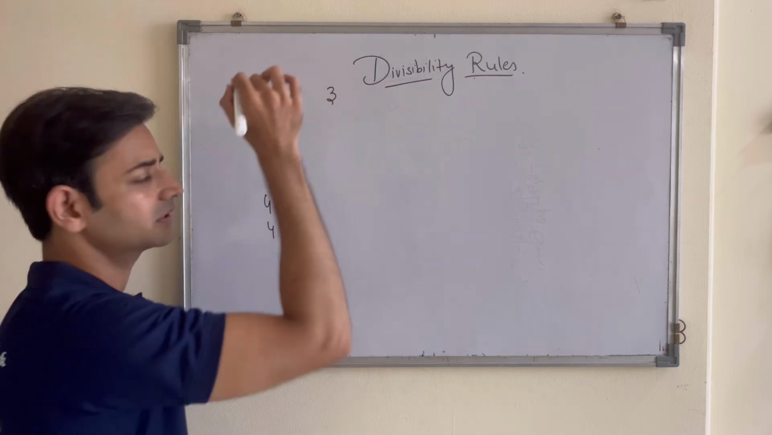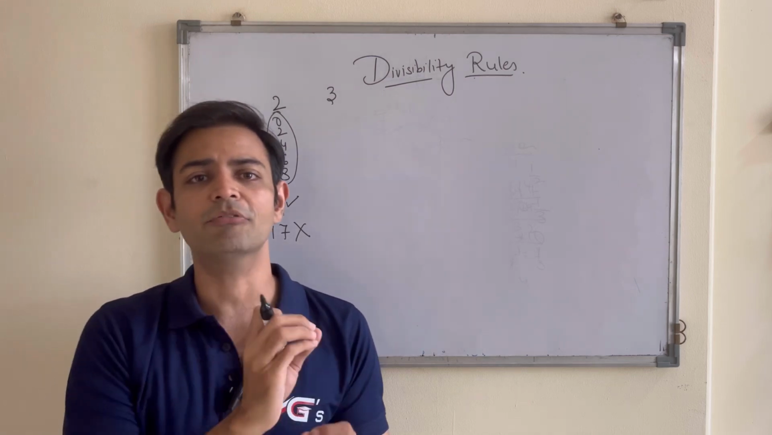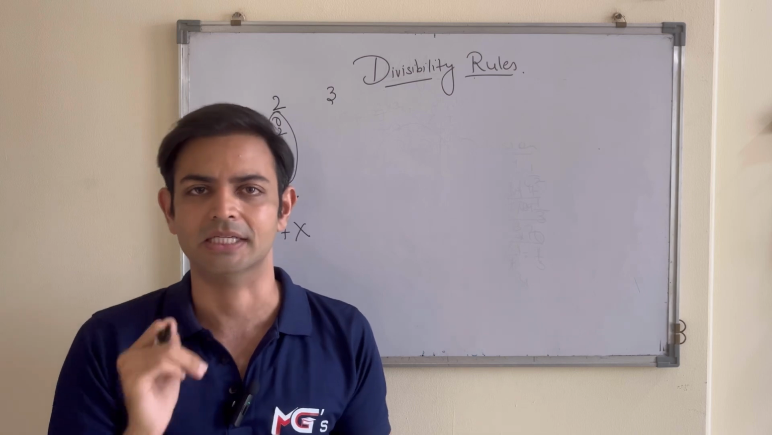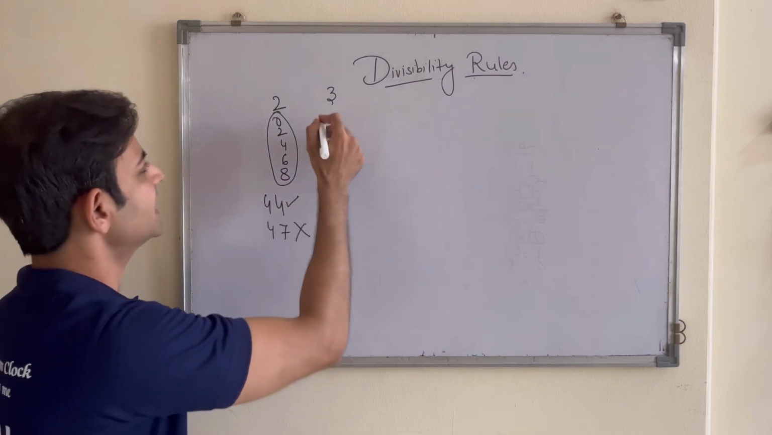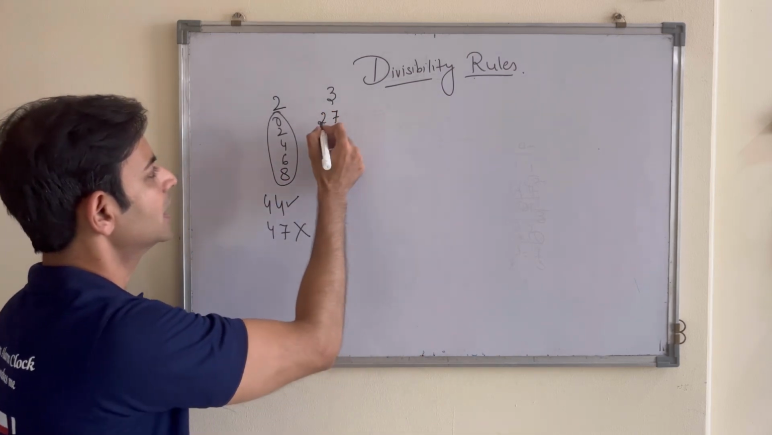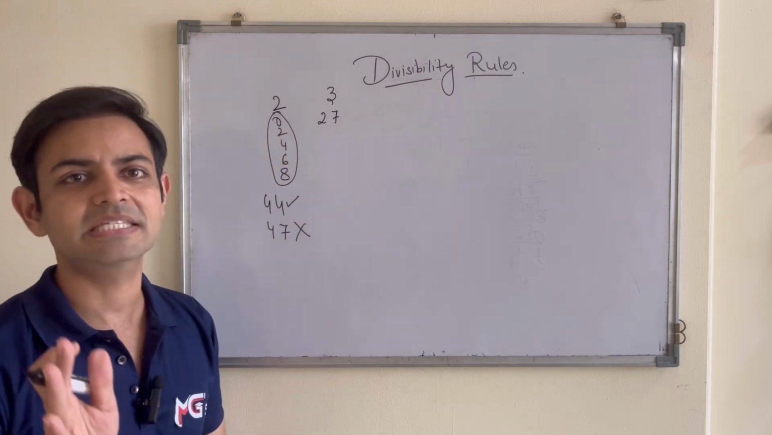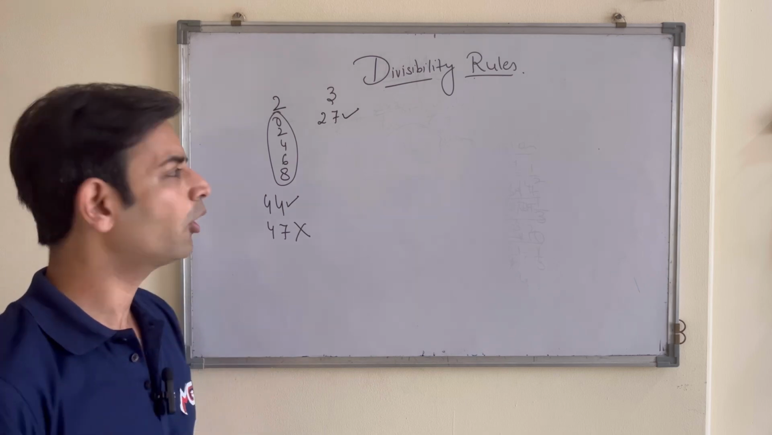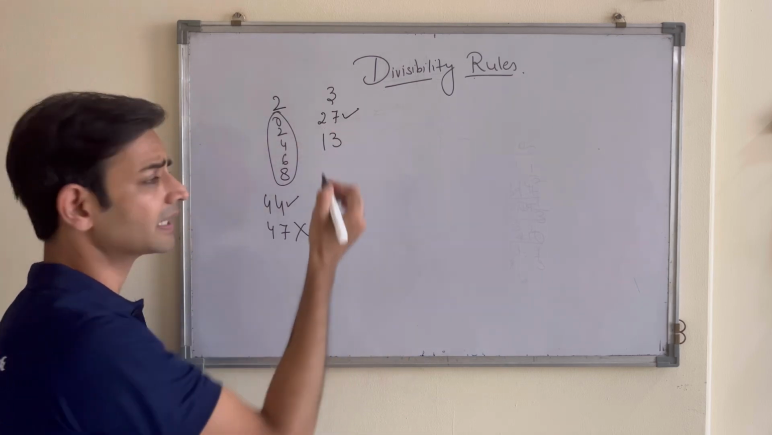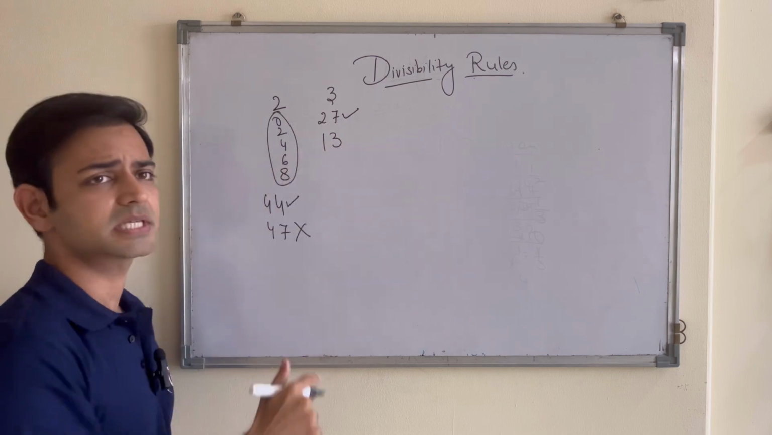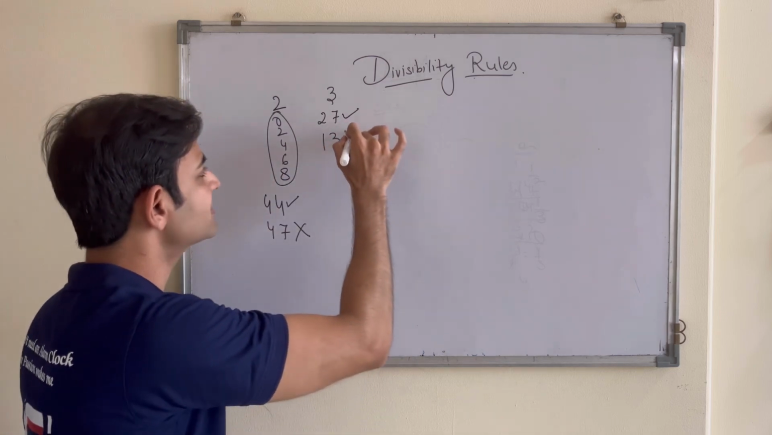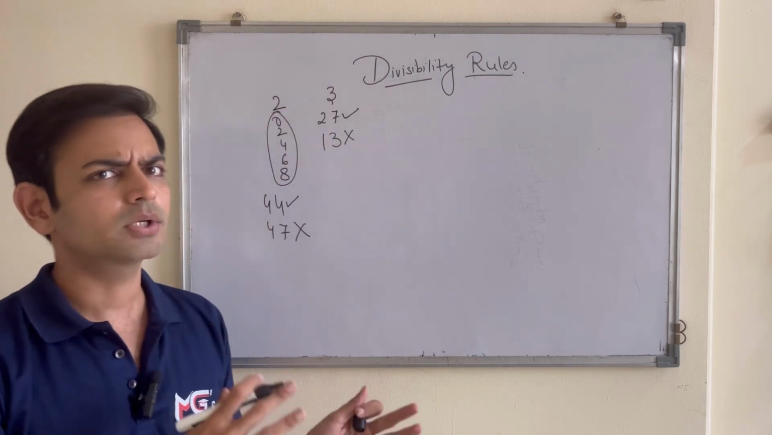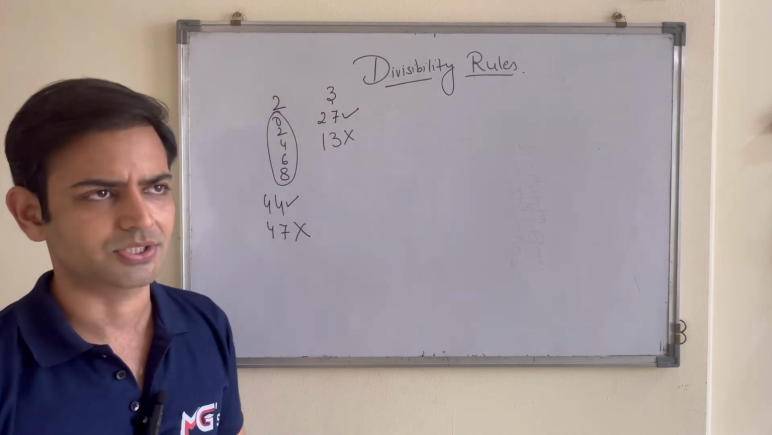Similarly, we have for 3. Now, in 3, the sum of all digits should be a multiple of 3 or should be divisible by 3. For example, if we take 27, 2 plus 7 is 9, which is divisible by 3, so it is divisible by 3. If I take one more number, let's say 13, 1 plus 3 is equal to 4, which is not divisible by 3. So 13 is not divisible by 3. You can take longer numbers also for your calculations.